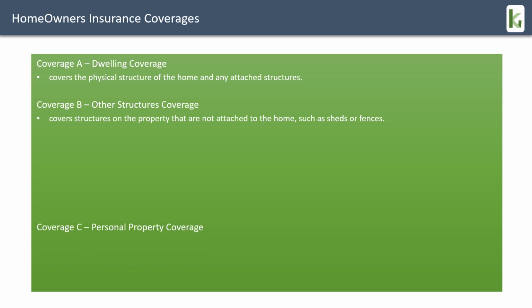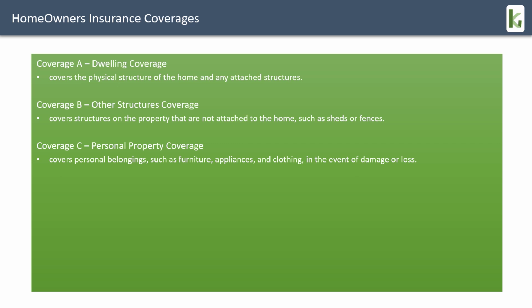Then we have coverage C, that is personal property coverage, which covers personal belongings such as furniture, appliances and clothing in the event of damage or loss. It covers personal property with limits for the theft and loss of particular classes of items. Typically 70% of the coverage is required for contents, which means that consumers may pay for much more insurance than necessary.